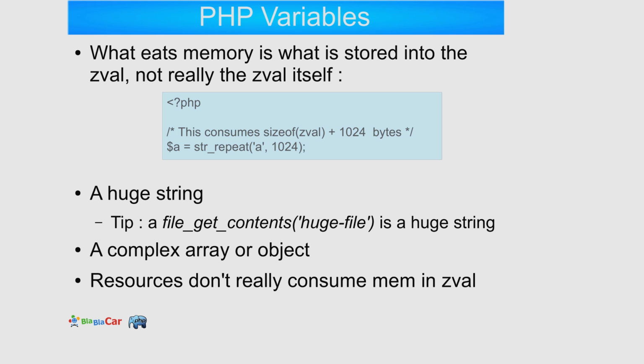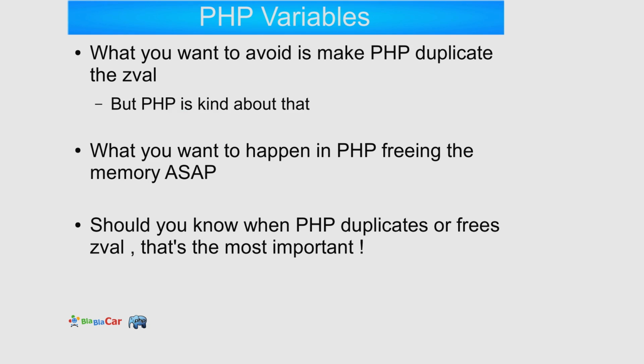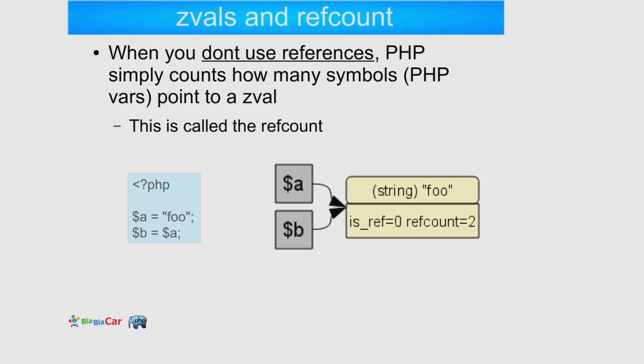Complex arrays or objects as well. And resources, it's something special. I won't talk about that. So what you want to avoid is PHP duplicating the zval. So now I show you how PHP manages the types for you. When you have a string and then you put it in another variable, PHP won't duplicate the memory. Okay, it's very, very cool for that.